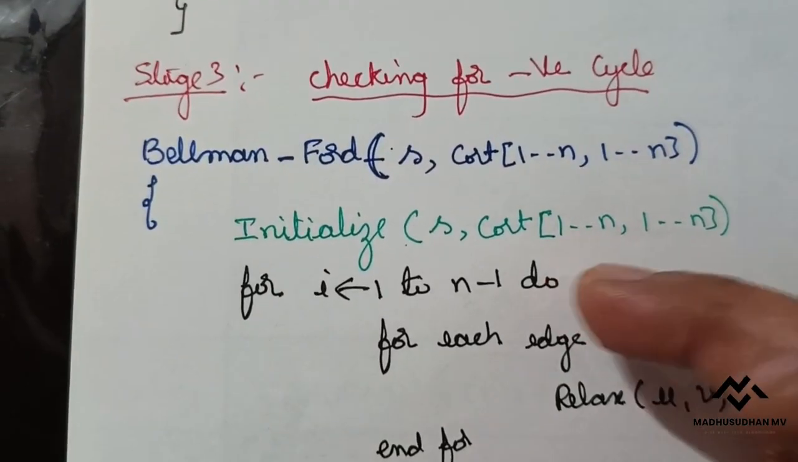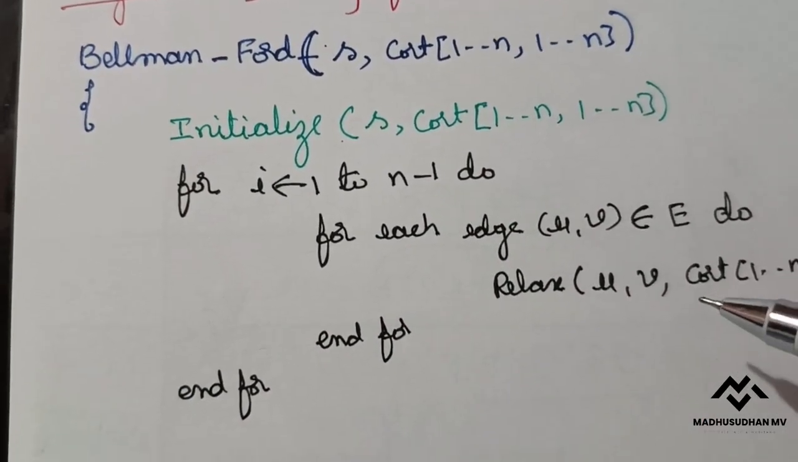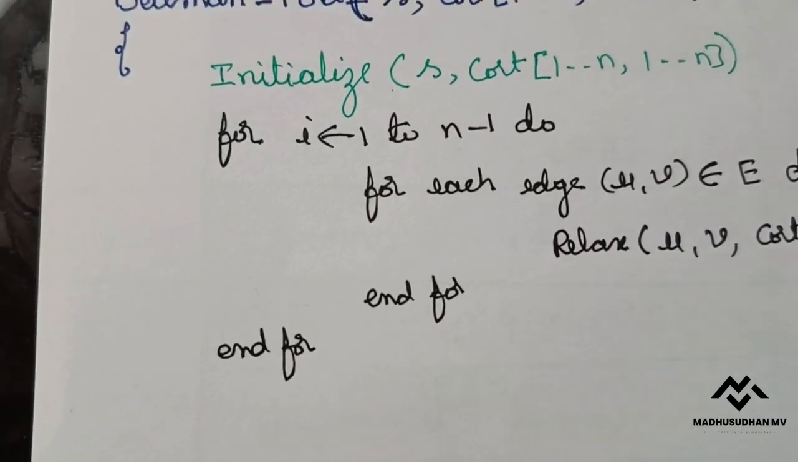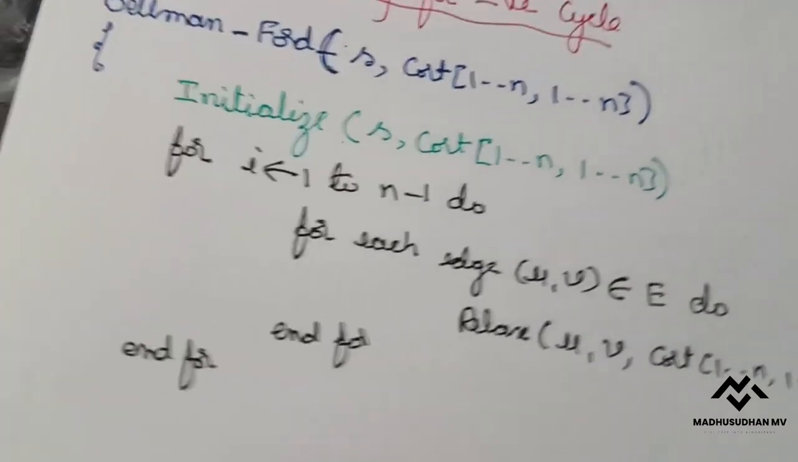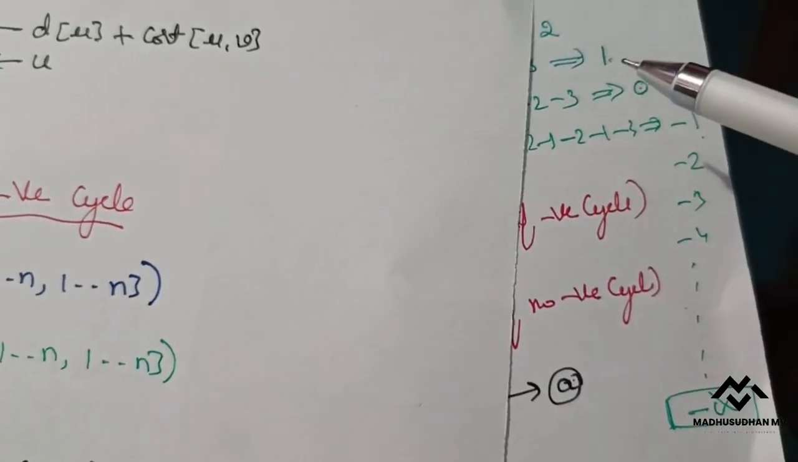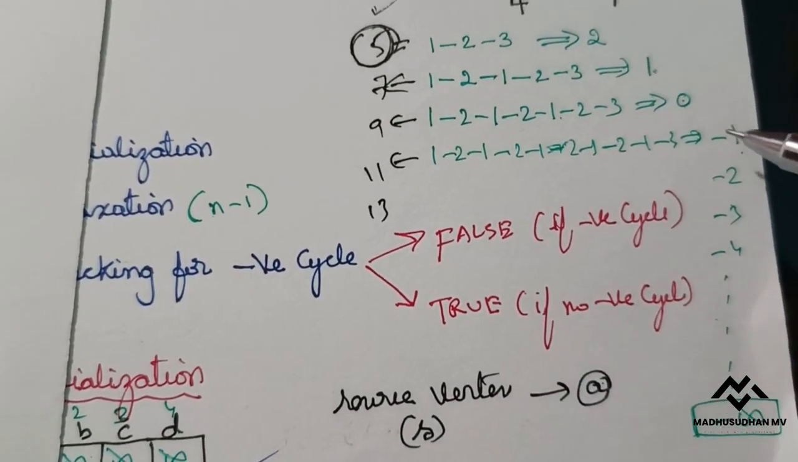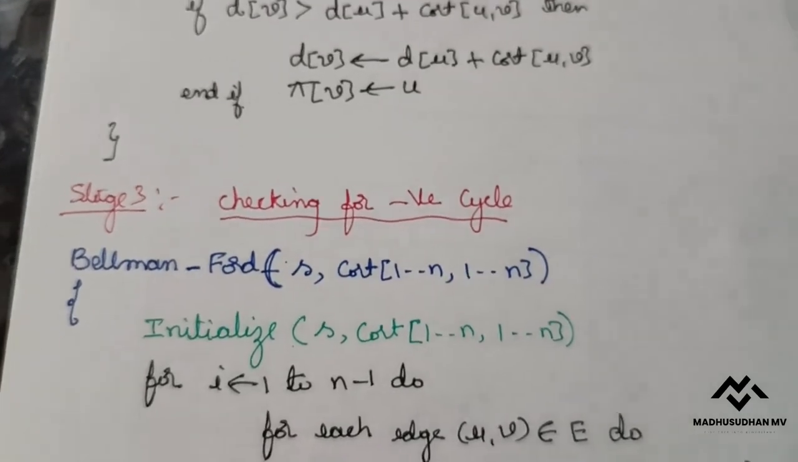Now this is the second stage. This is stage 1, initialization, and stage 2, relaxation. After this, I need to check again for each edge whether it is still decreasing or not. Because if it keeps decreasing the value, as we saw earlier, it means it has a negative cycle. So I need to check that.